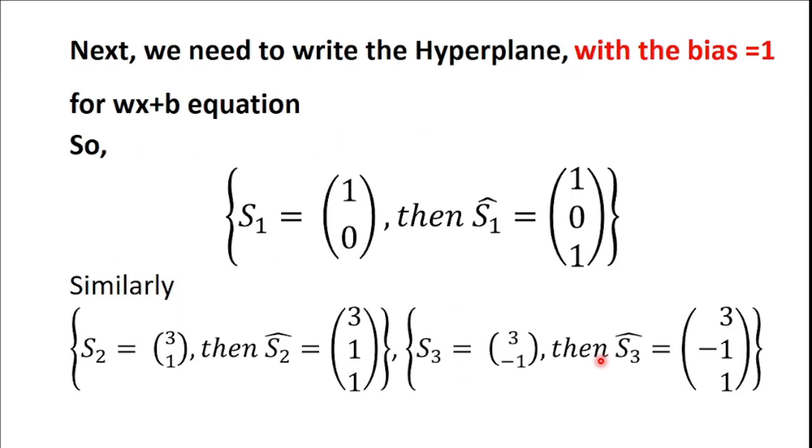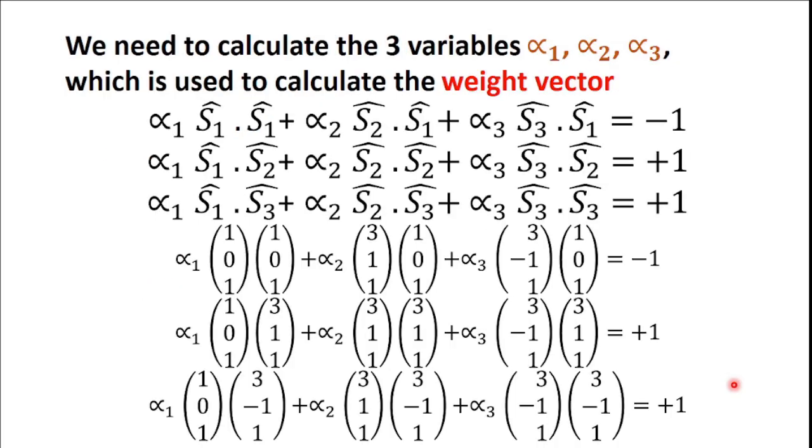The next step is to add the bias 1 to each vector, namely s1 cap equal to (1, 0, 1), s2 cap equal to (3, 1, 1), and s3 cap equal to (3, -1, 1). So we have three variables, and we need to calculate the three weights, namely alpha 1, alpha 2 and alpha 3.